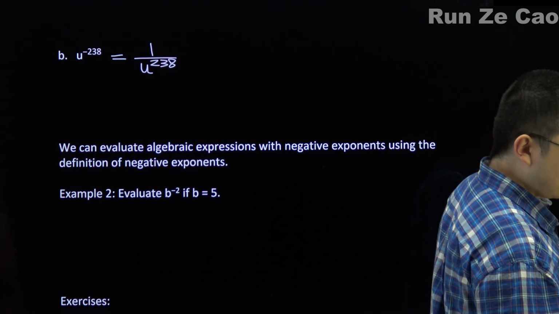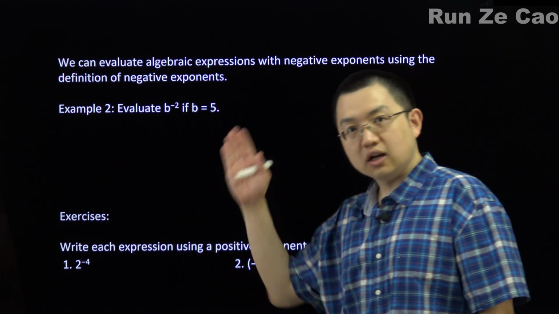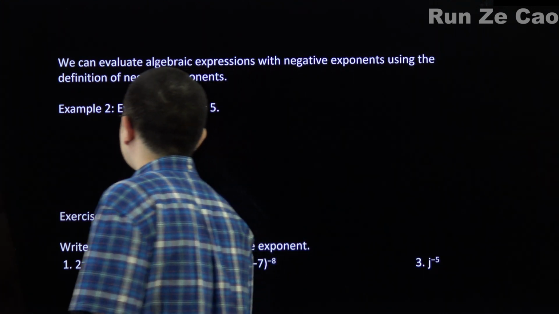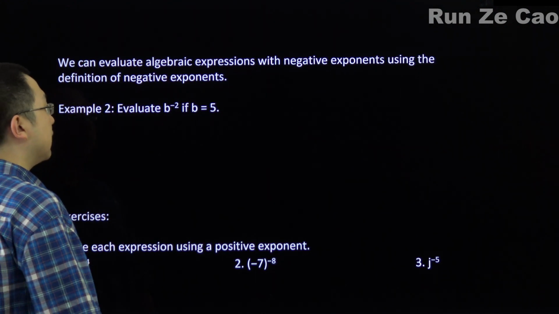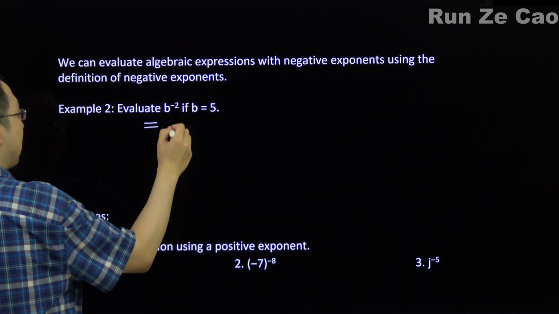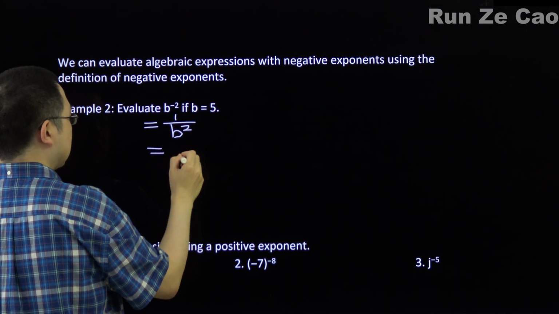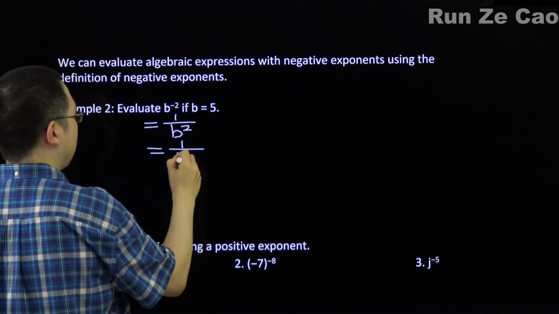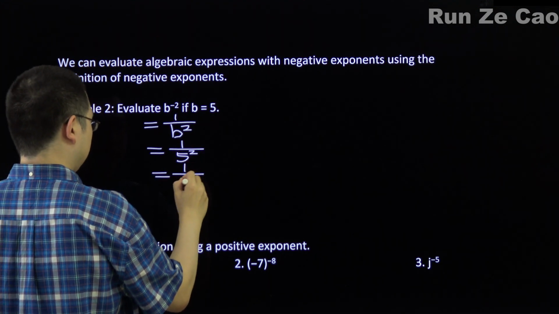We can evaluate algebraic expressions with negative exponents using the definition of negative exponents. Evaluate b to the negative second power if b equals 5. Well, b to the negative second, first of all, that equals 1 over b squared. And b equals 5, so 1 over 5 squared equals 1 over 25.